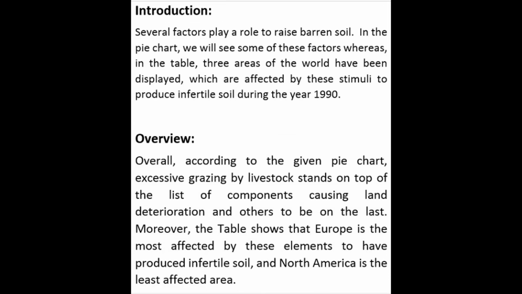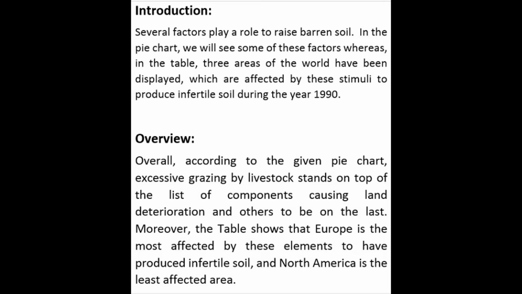Here you are. Our introduction paragraph, I'm going to read this paragraph. Several factors play a role to raise barren soil. In the pie chart we will see some of these factors, whereas in the table 3 areas of the world have been displayed which are affected by these stimuli to produce infertile soil during the year 1990. It is very simple. We can see a number of synonyms being used along with a subordinate conjunction, as well as one adjective clause, and that is at the end of the paragraph.